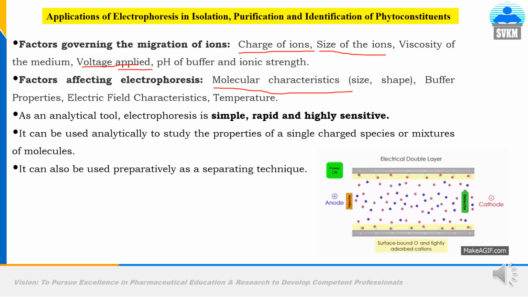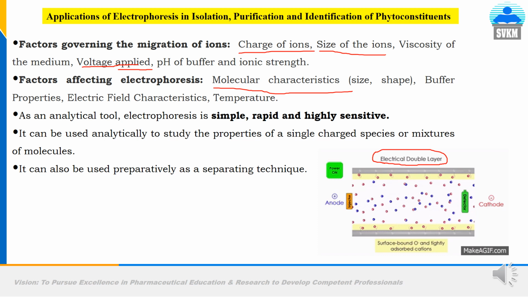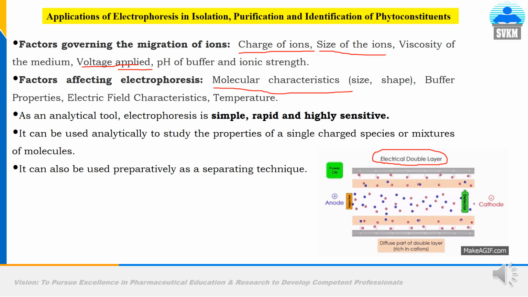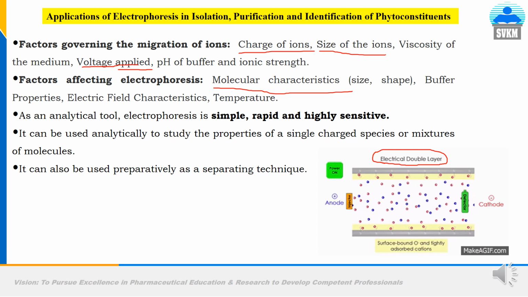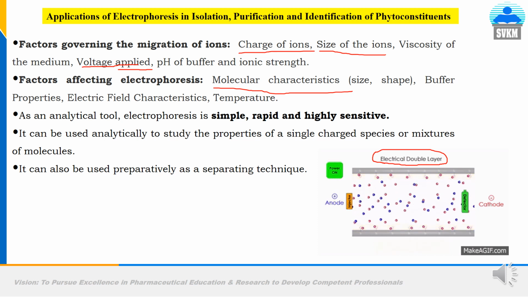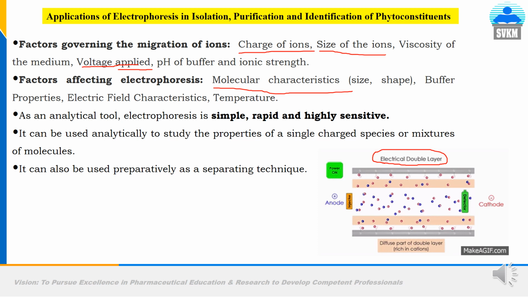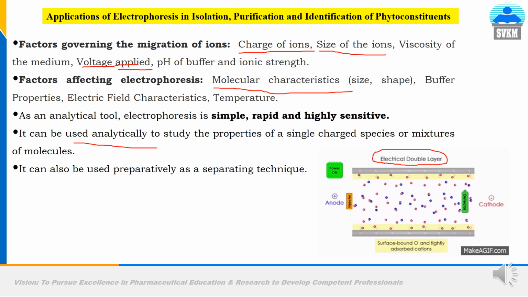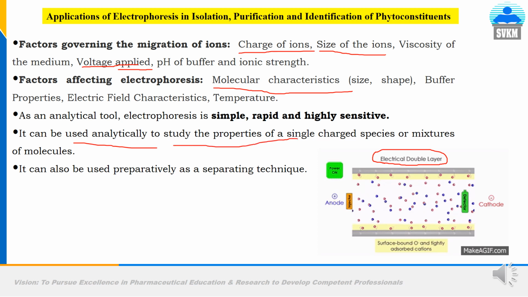As you can see here, the electric double layer is there, and now the power is on. So whenever a mixture of compounds contains anionic and cationic compounds, they are separated through the electric current and then detected. Each of these separated compounds is detected and easily separated with the help of electric current. It can also be used preparatively as a separating technique, and analytically to study the properties of single charged species or mixtures of molecules.